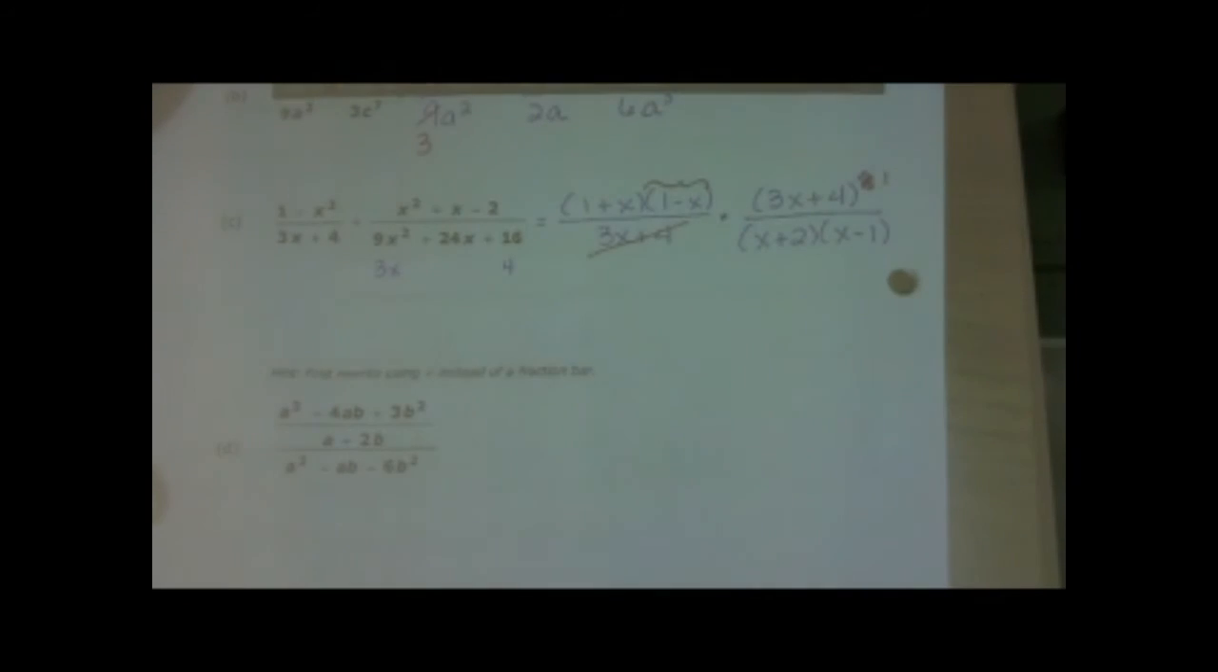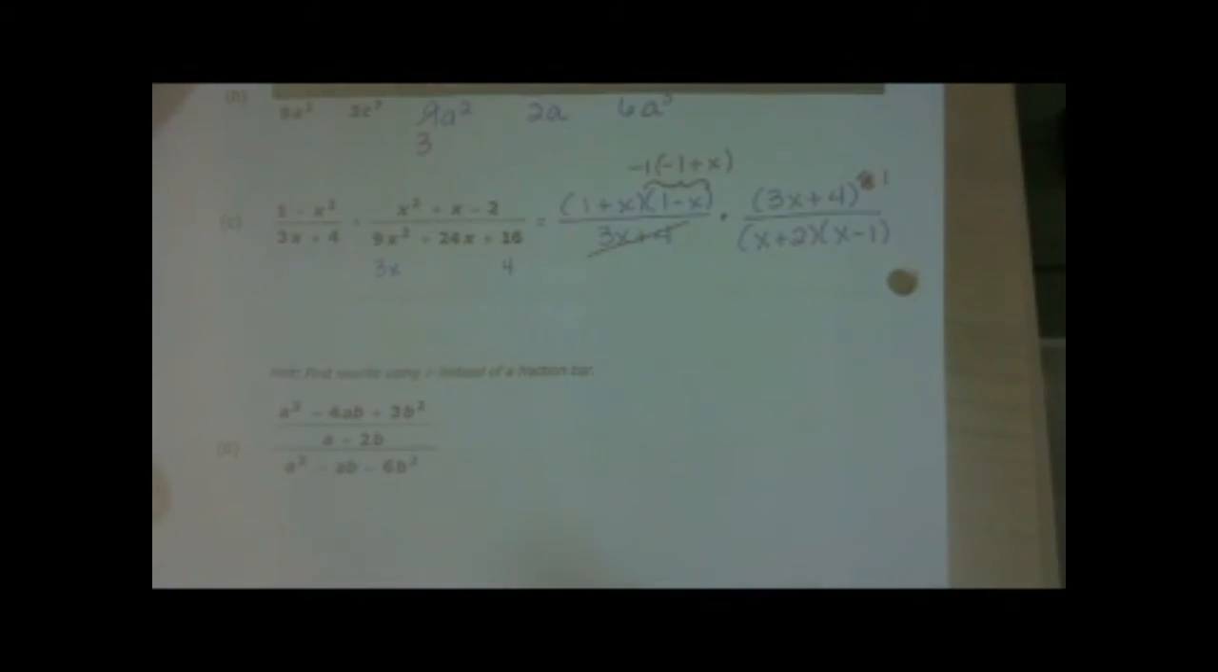Factor out from it a -1. So when I factor out a -1, what's left in parentheses is -1 plus x. And now what you see is that -1 plus x is the same as x minus 1, because all the signs are the same. So I can cancel this. But remember, I've got a -1 left in this numerator.